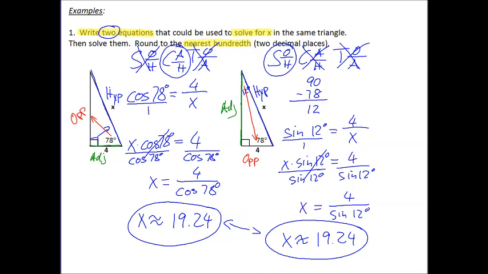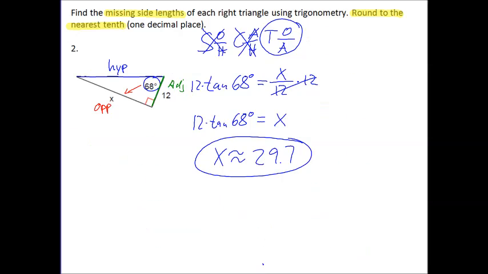Now, looking back at the previous example, remember our x was in the denominator, it was in the bottom of our ratio, therefore we had to divide by the cosine or the sine to solve for x. And in the last example, x was on the top in the numerator of our ratio. Therefore, all we had to do was multiply in order to solve for x. That's what we set up in step 3. Multiply for x on top, divide for x on the bottom.